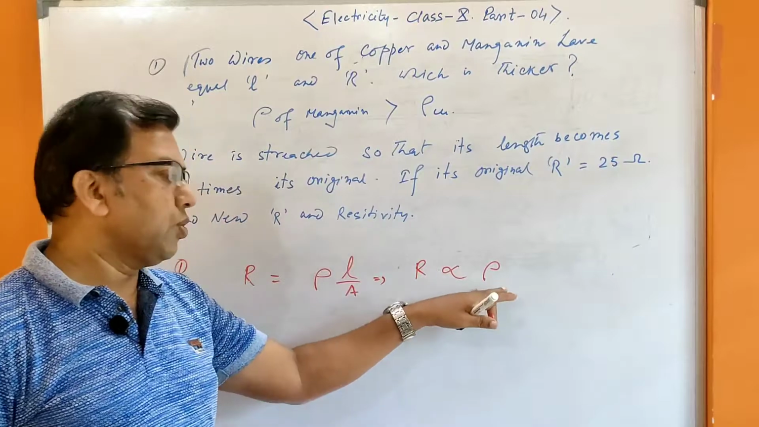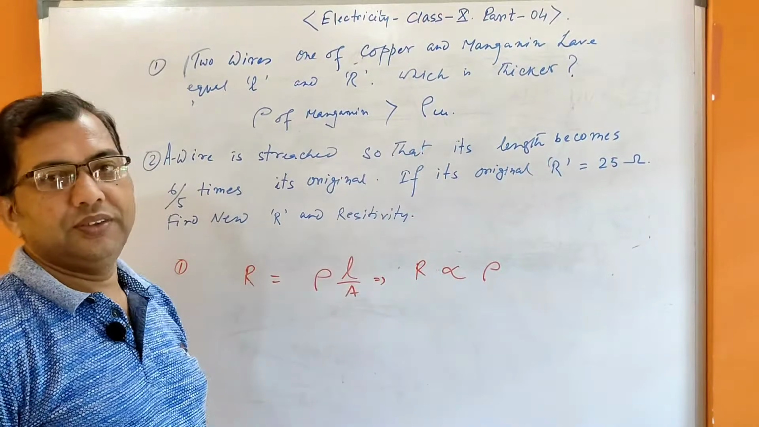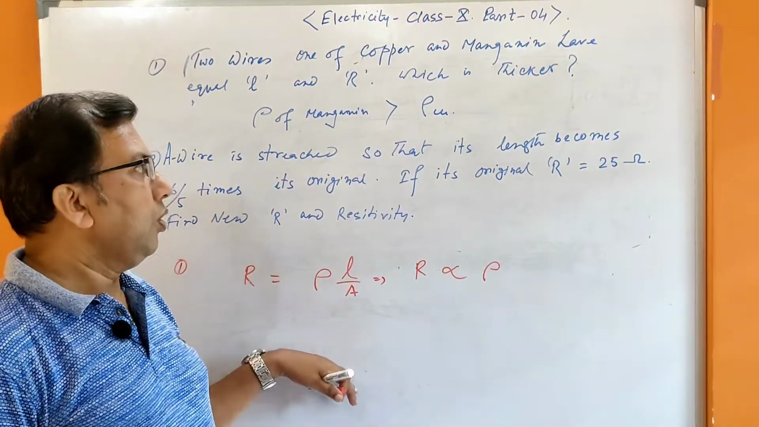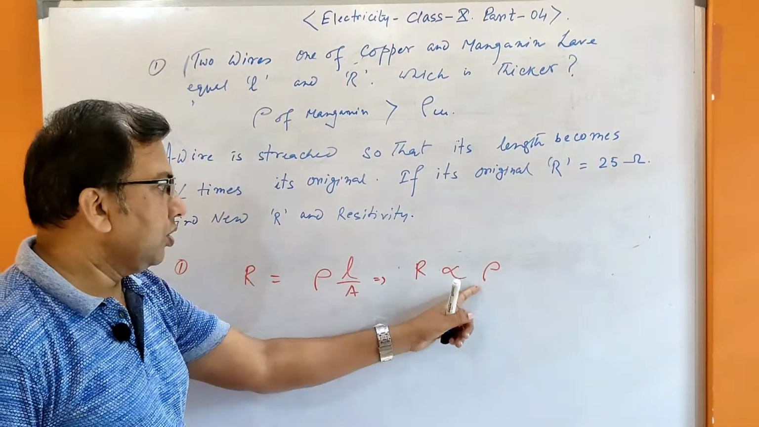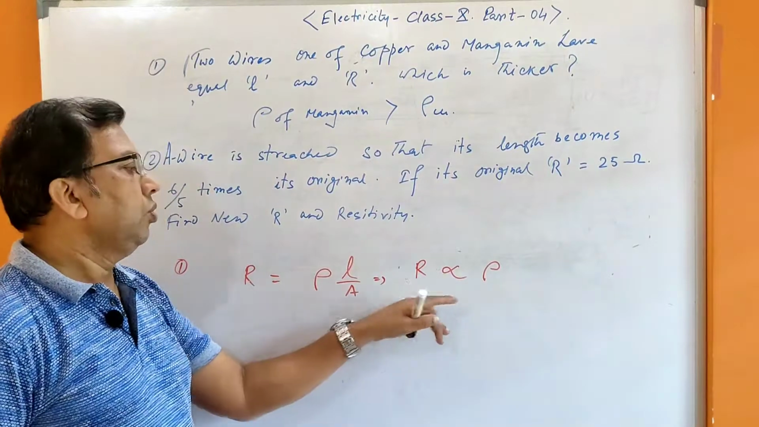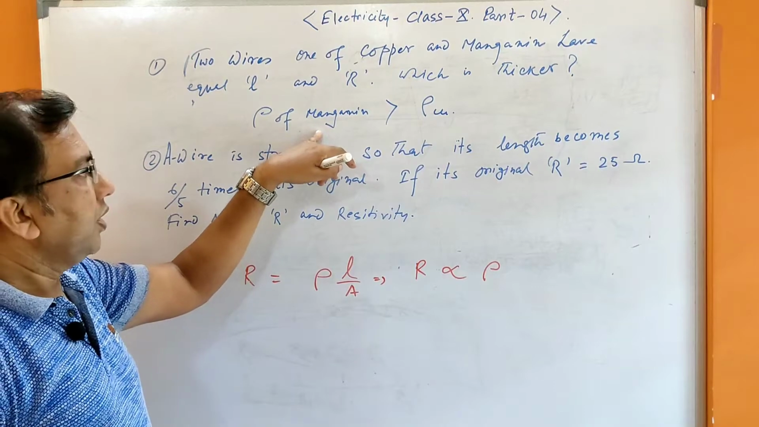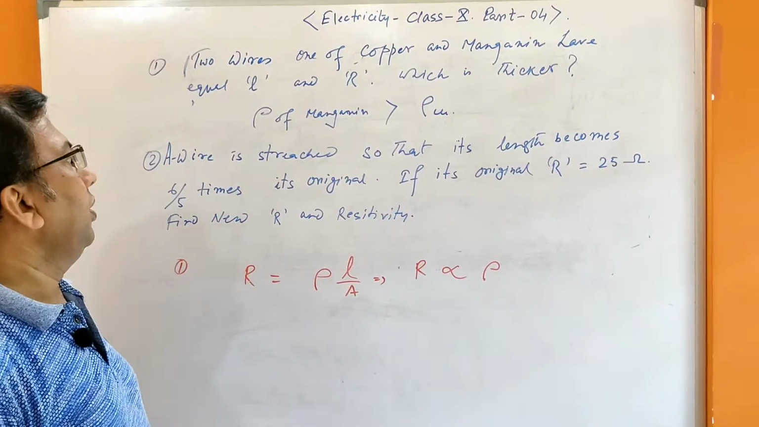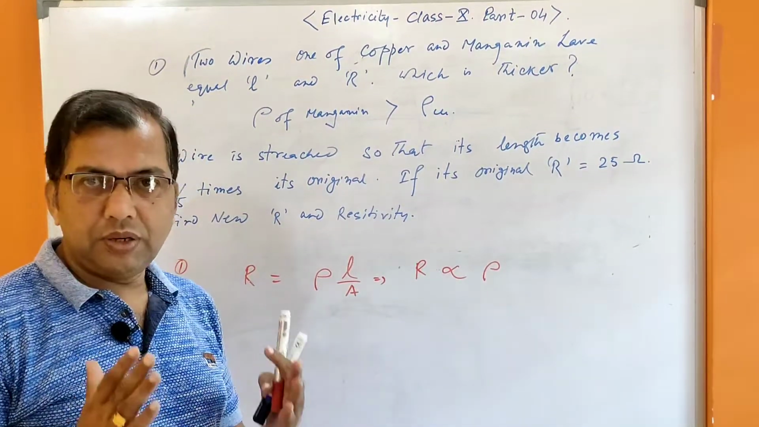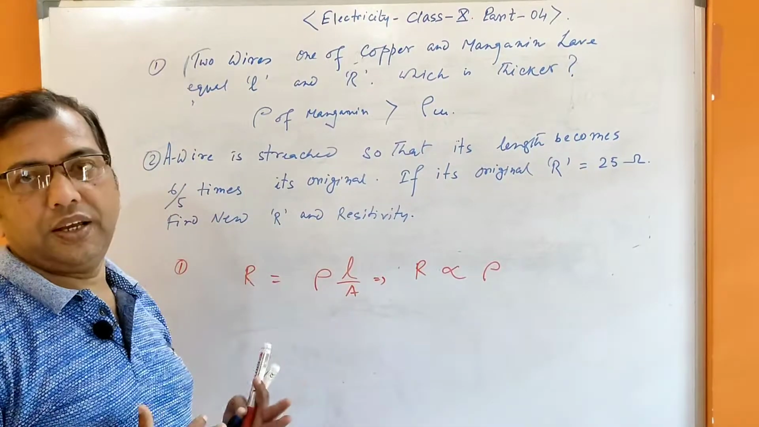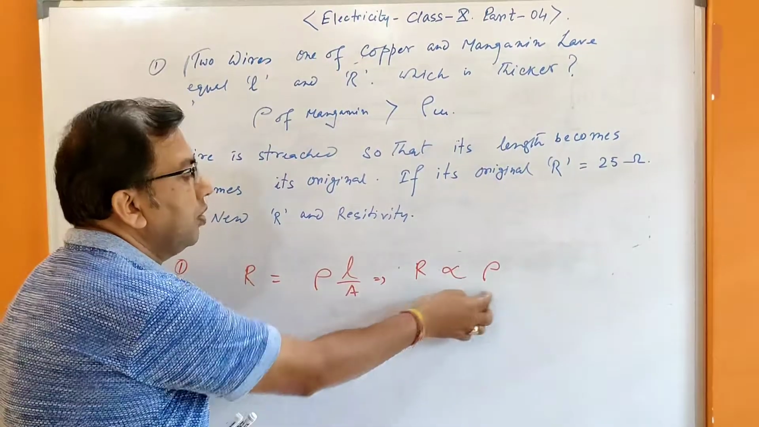Clear? R varies as rho means that manganese is thicker than copper. Why? It is given rho of manganese is greater than rho of copper. So R varies as rho. So whichever has higher rho will have higher resistance. The answer will be that manganese is thicker. Clear? The question is clear because it is proportional.